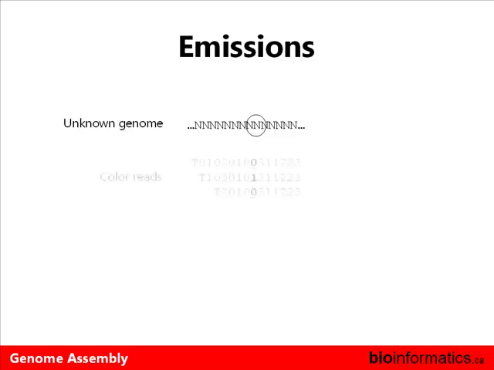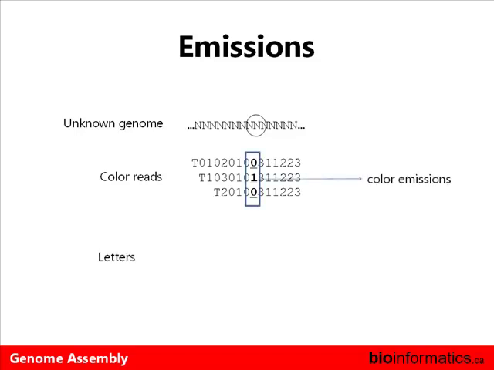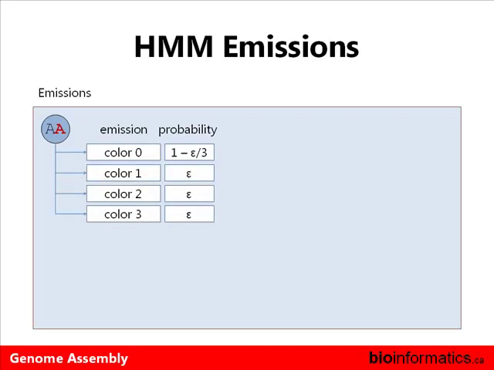So then you have something called emissions. You have color reads. So for every pair, you have a set of colors, which would be emitted by the pair. But you also have letters. If you have a T followed by a 2, you will know that the next letter is going to be a C. So this tells you which of these four frames you should be in. At this point, you should really be in the C frame, unless this 2 was wrong. So in the hidden Markov model, you have these emissions.